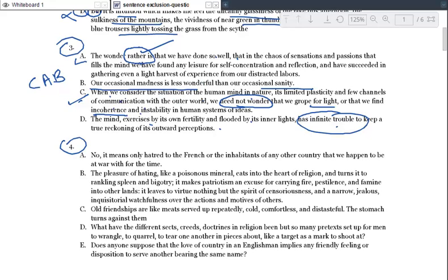On the one hand, you say that the wonder is not that we grope for light, the wonder is not that we have incoherence. The wonder is that we have done so well. So on the one hand, you say the wonder is not in this and not in that, the wonder is in something else. And then you say the mind exercise has infinite trouble to keep the true reckoning. So it is not logically connected with either of the sentences.